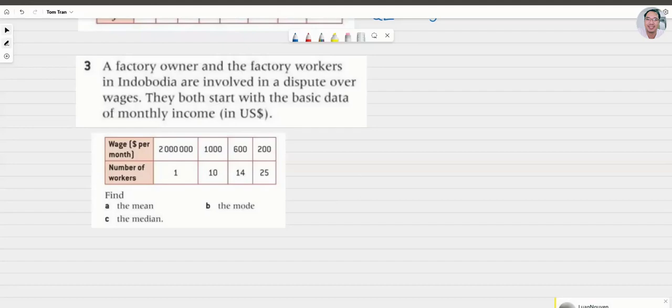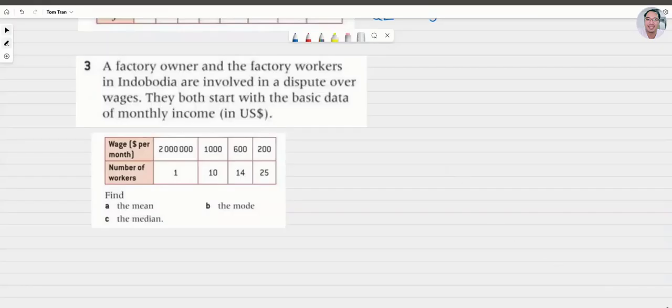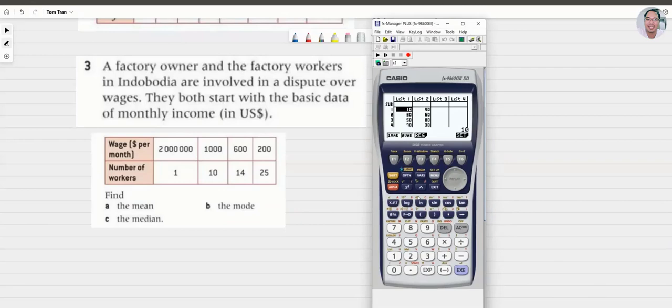Oh wait, what's the question? Find the mean, median, mode. They do not ask you to do the histogram. Just find the mean, median, mode, which is calculated by the calculation function on the calculator. Sorry. But if you want to make a histogram or box and whisker plot, you need to start with the lowest value. Like 2 million, it is probably for the president or CEO of the company.